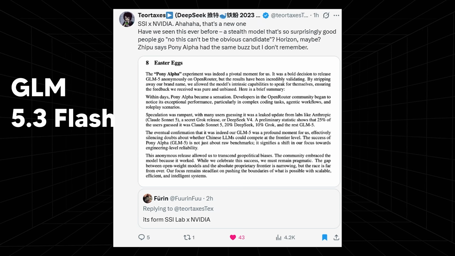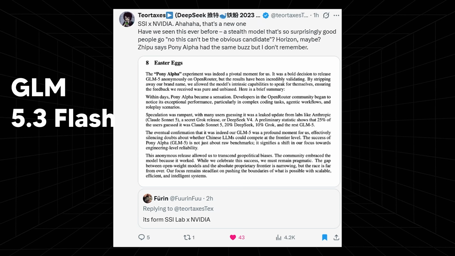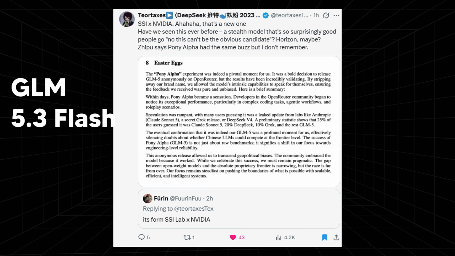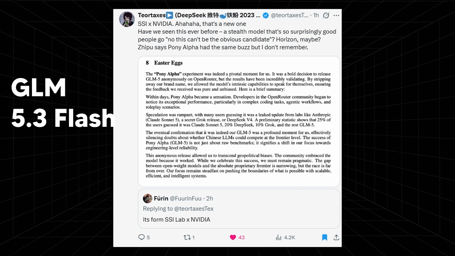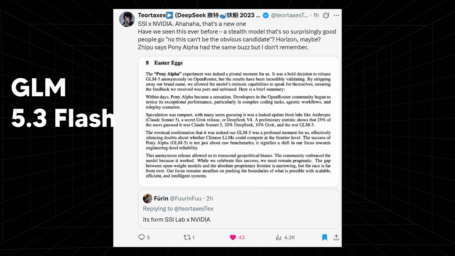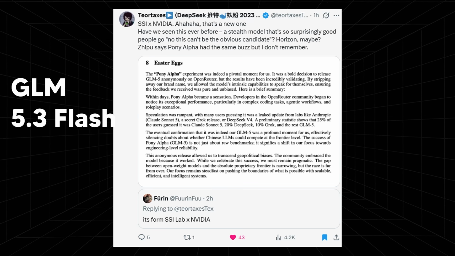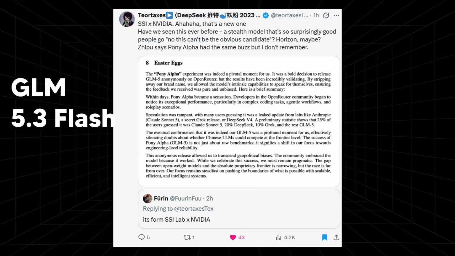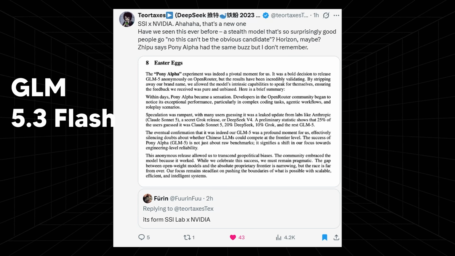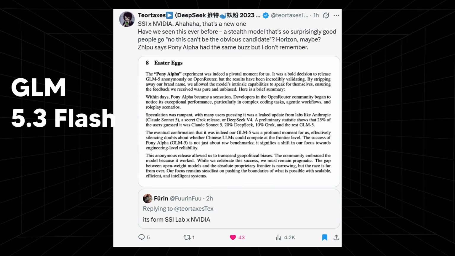It was a bold decision to release GLM-5 anonymously on OpenRouter, but the results have been incredibly validating. By stripping away our brand name, we allowed the model's intrinsic capabilities to speak for themselves, ensuring the feedback we received was pure and unbiased. So you can see right here that last time they did this, it became a sensation. OpenRouter began to notice its exceptional performance across many different tasks. Speculation was rampant, saying it was Claude 25. The eventual confirmation was indeed that our GLM-5 was a profound movement for us, effectively silencing the doubts about whether Chinese LLMs could compete at frontier level.